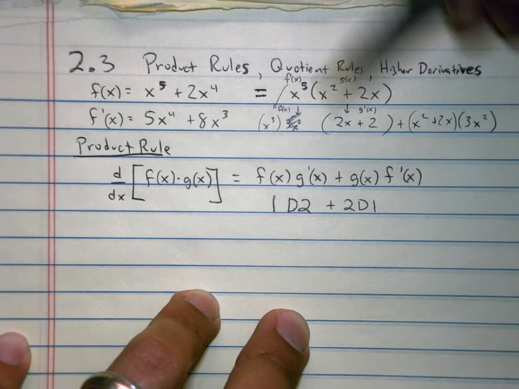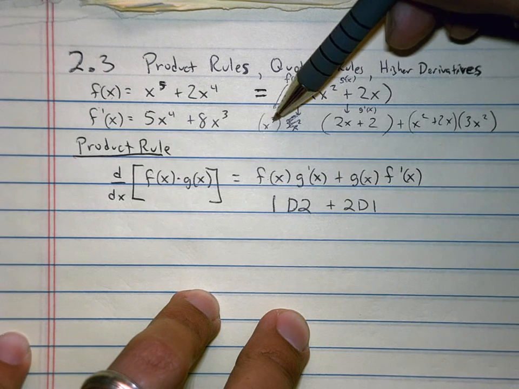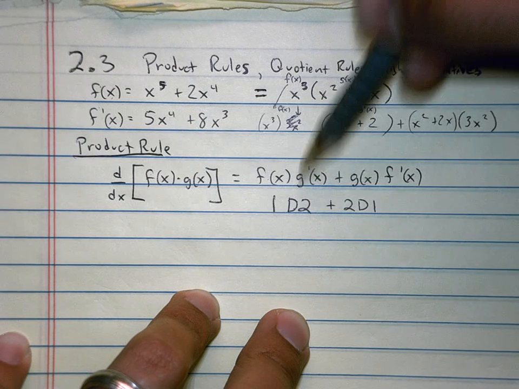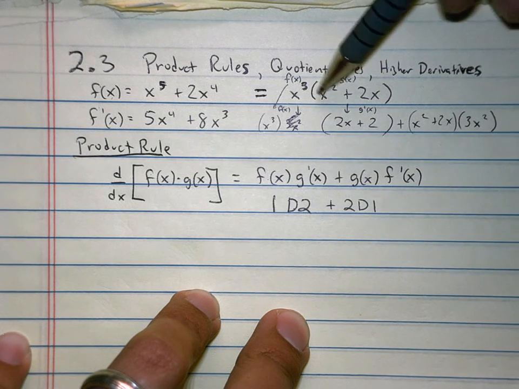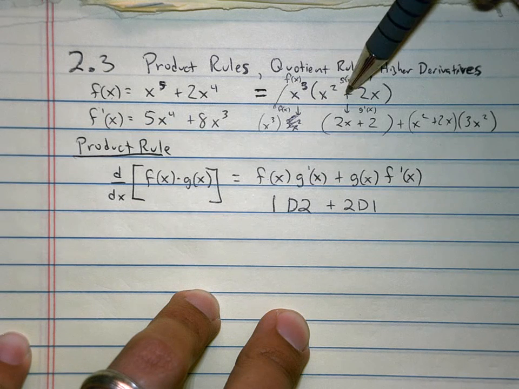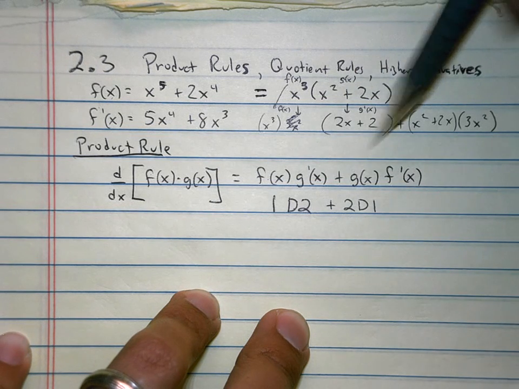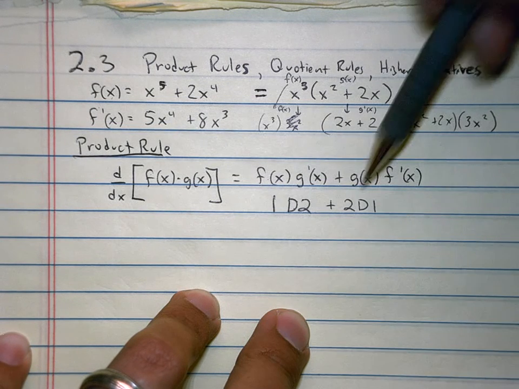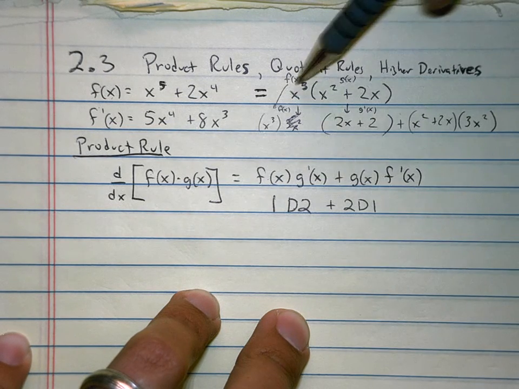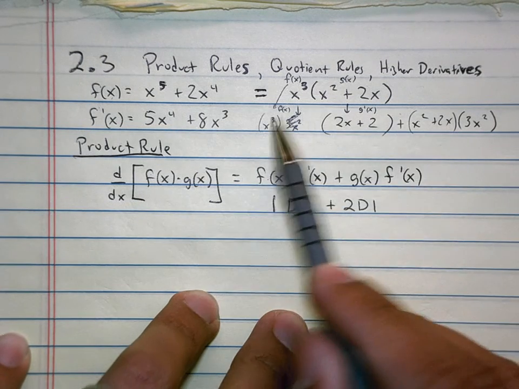1d2 plus 2d1. The 1 was the first thing, the x to the third. d2 stands for the derivative of the second thing. Did I do the derivative of the second group? 2x plus 2. See how that's the derivative of the second thing? Plus 2, what's the second thing without taking the derivative, times d1, the derivative of the first thing. 1d2 plus 2d1. Let's simplify this.